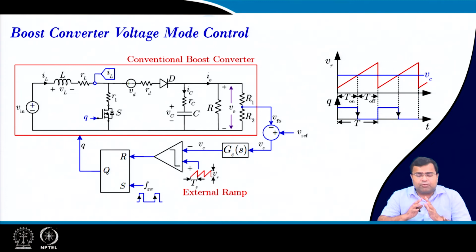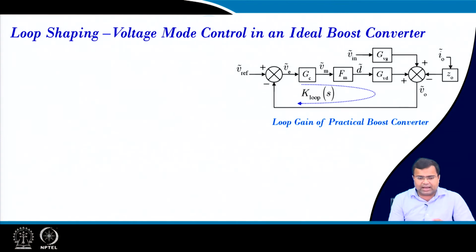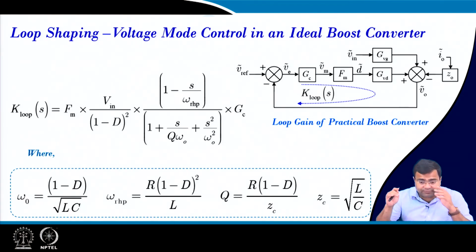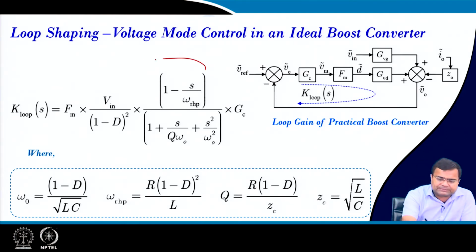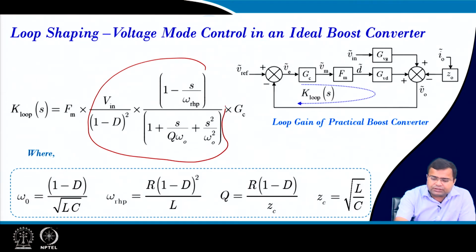Now we are talking about a boost converter, voltage mode control. So this is the analog voltage mode control of a boost converter, and this is the loop transfer function of the boost converter. Here we are talking about an ideal boost converter, and this particular expression shows the boost converter GBD, which is the control to output transfer function. Again, this is the modulator gain and this is the controller.